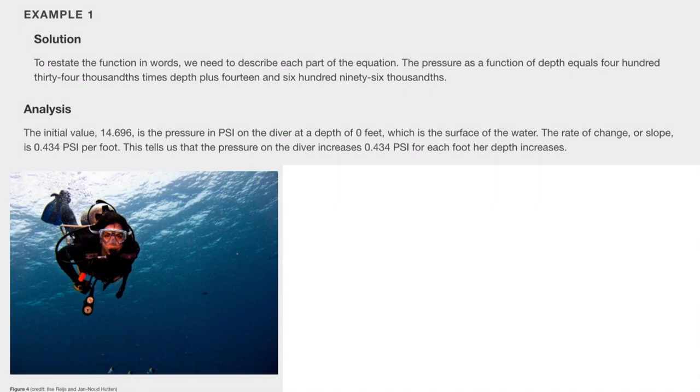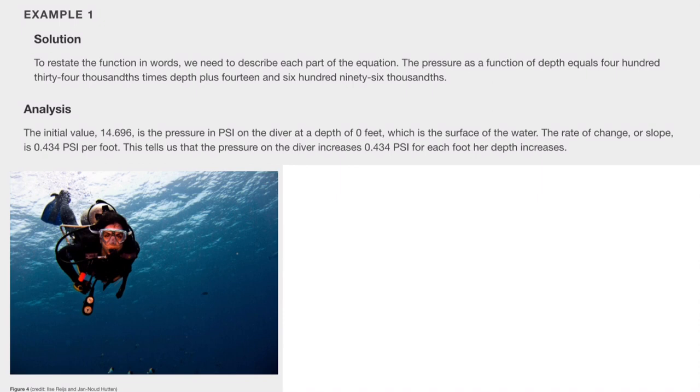So let's see what the text says. The initial value... there it is. Okay. So to restate the function in words, we need to describe each part of the equation. The pressure as a function of depth equals 0.434 times the depth plus 14.696. That's fine.